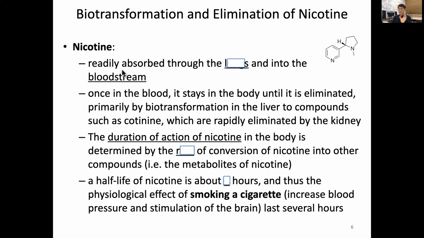This nicotine is readily absorbed when you inhale, through the lungs, and that gets directly into our bloodstream because of the circulation exchange in the lung to the capillary. Once inside the blood, it stays in the body until it's eliminated, primarily by biotransformation in the liver, to compounds such as cotinine, which are rapidly eliminated by the kidney. So the duration of action of nicotine in the body should be determined by the rate of conversion of nicotine into other compounds, the metabolites of nicotine.